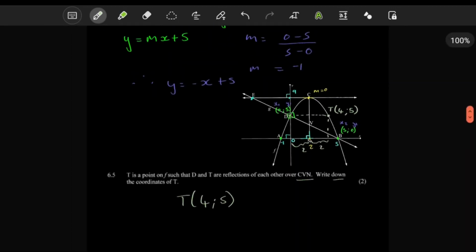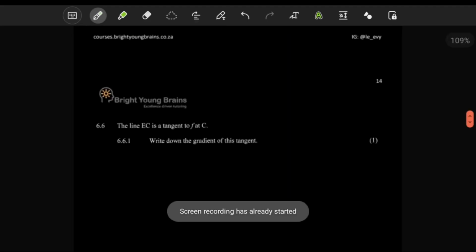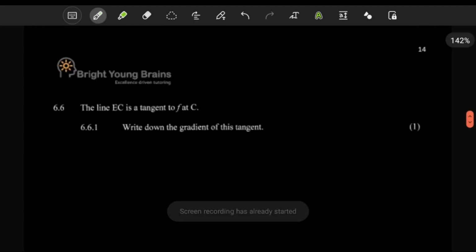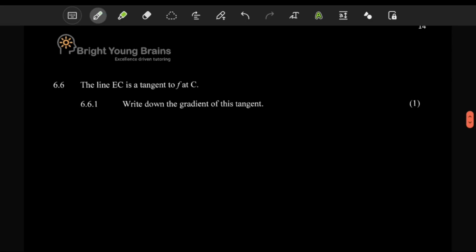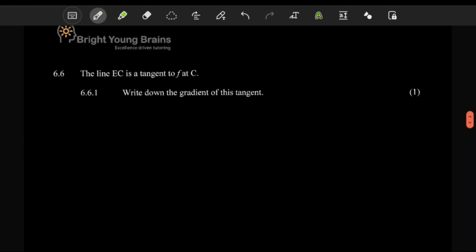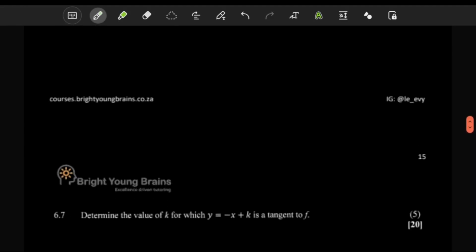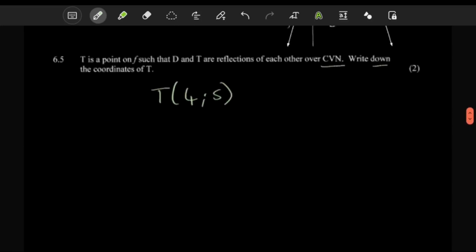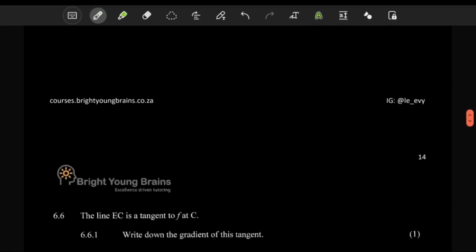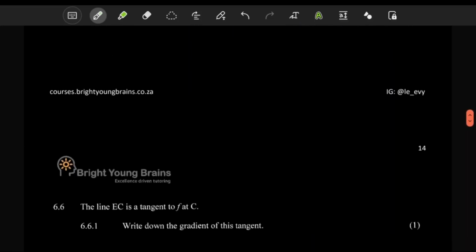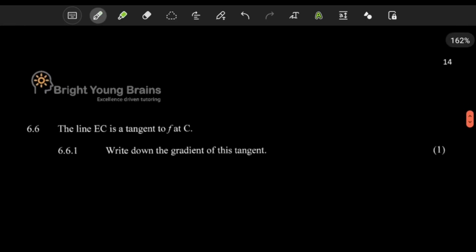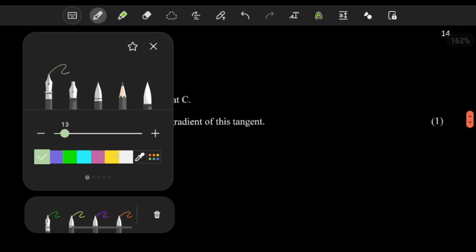Moving on to question number 7. Oops, my bad, sorry. I thought we were moving on to question 7, but it's still 6. There's still more, like 3 more. The boy was ready to move on to question 7, so confidently.